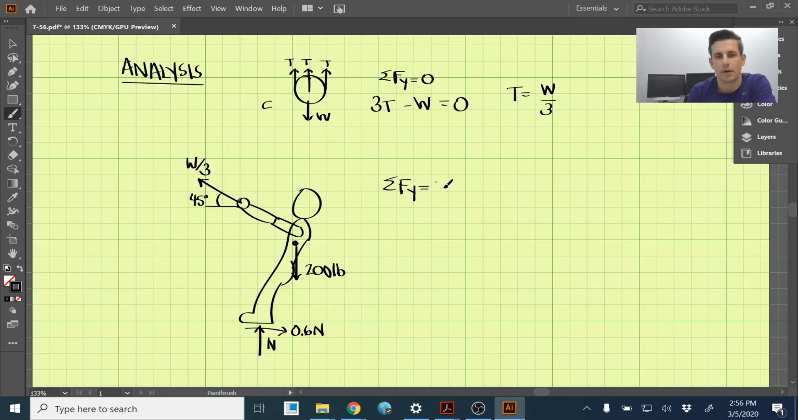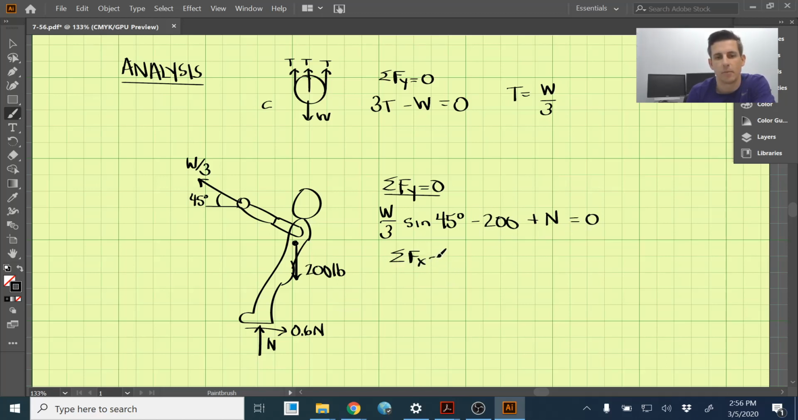We can first start by taking the sum of the forces in the y direction, and we have this W over 3 pointed upwards, but it's just a component of that. That should be sine of 45 degrees. Next we have the downward weight of the person, 200. We have the normal force pushing positive straight up, and we set that equal to 0. We don't know W and we don't know N. This is an equation with two unknowns. We can't solve that yet.